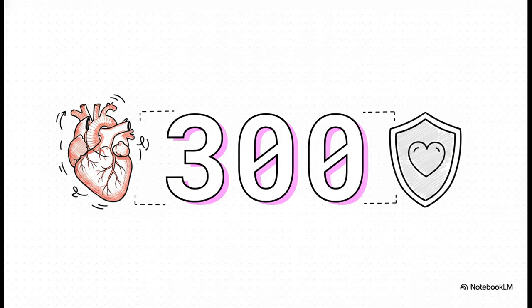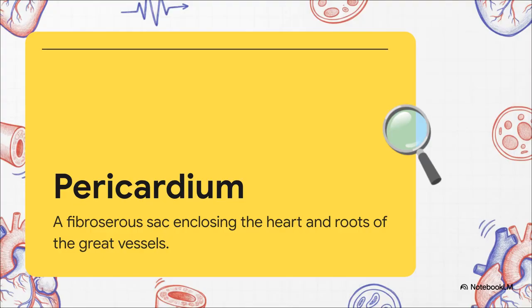To do that without literally tearing itself apart, it needs a very special kind of armor. And that armor is called the pericardium. It's a fibroserous sac that entirely encloses the heart and the roots of the great vessels, like your aorta. But it's not just a simple bag. It's a dynamic shock absorber. It acts as a mechanical barrier against infection from the surrounding lungs. It restricts excessive movement, so your heart doesn't just bounce around in your chest. And it physically prevents the heart from overexpanding if your blood volume suddenly spikes.